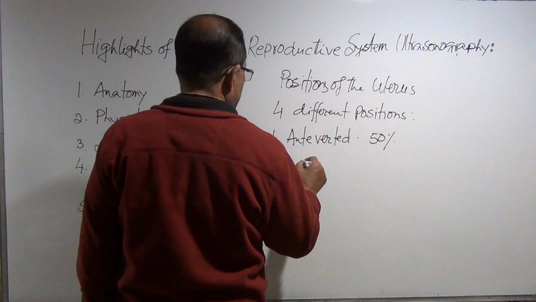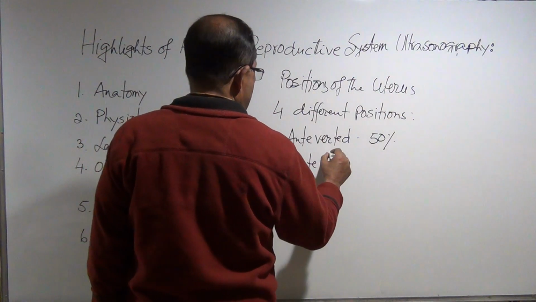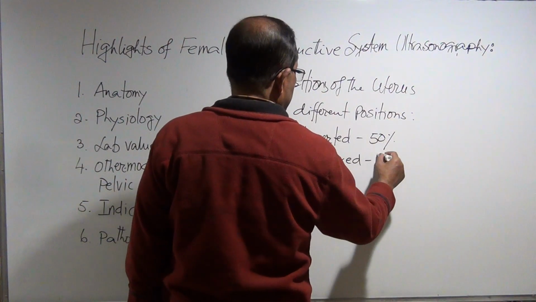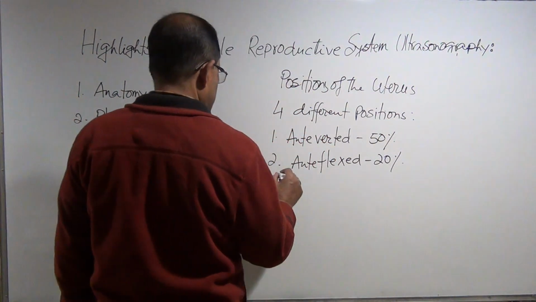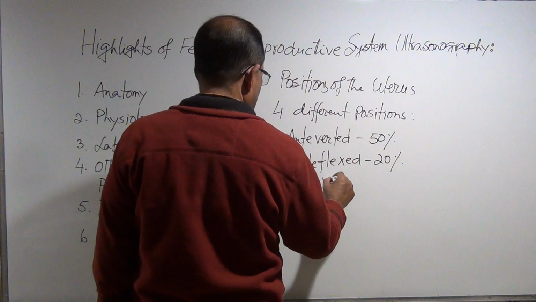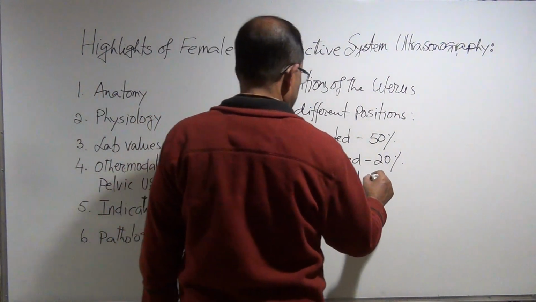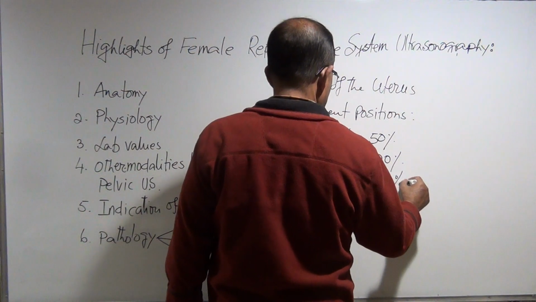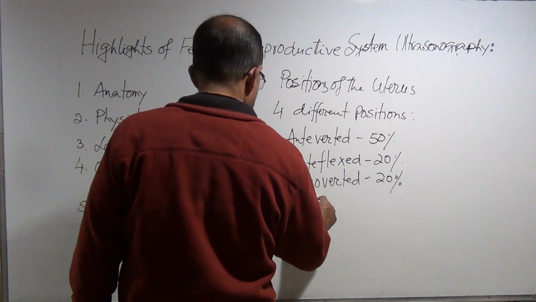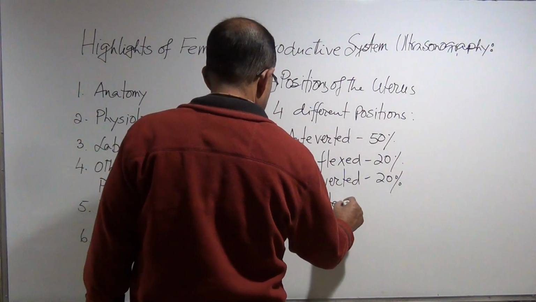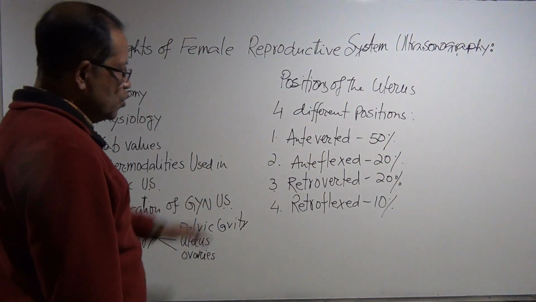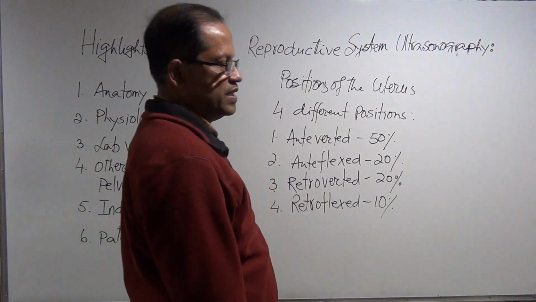Number 2, anti-flexed, 20%. Retroverted, 20%. And retroflexed, 10%. Most of the times you will see the anteverted.